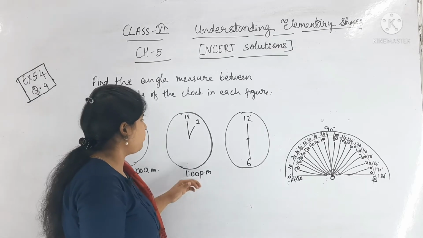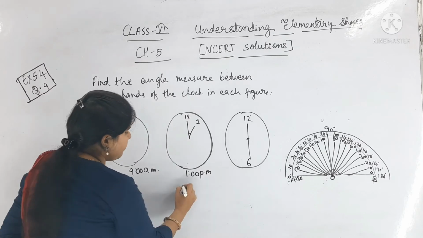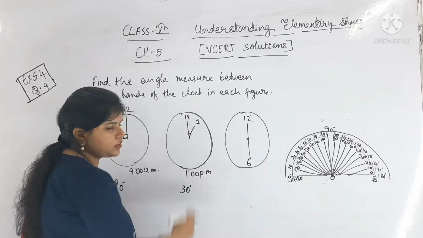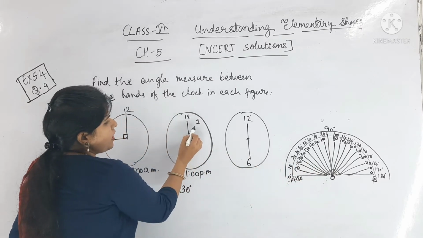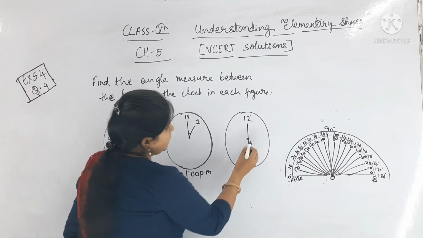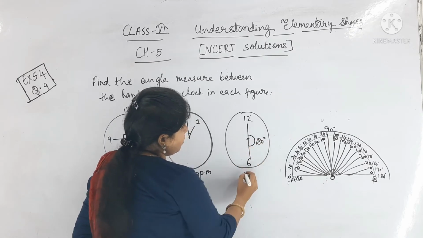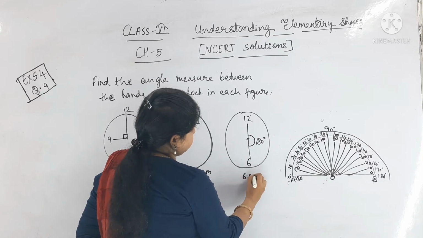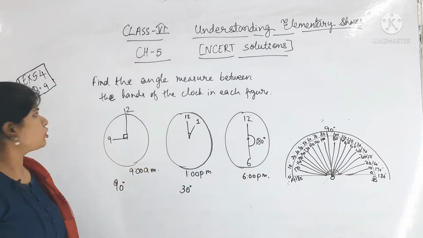Now at 1 pm you can see this is less than 90 degree, approximately I am writing here 30 degree. You have to measure with D. You have to place this point here and measure it. It will be exactly 30 degree. And here by observation you can see this is a straight line, so it is 180 degree. Okay, so this is your question number 9.